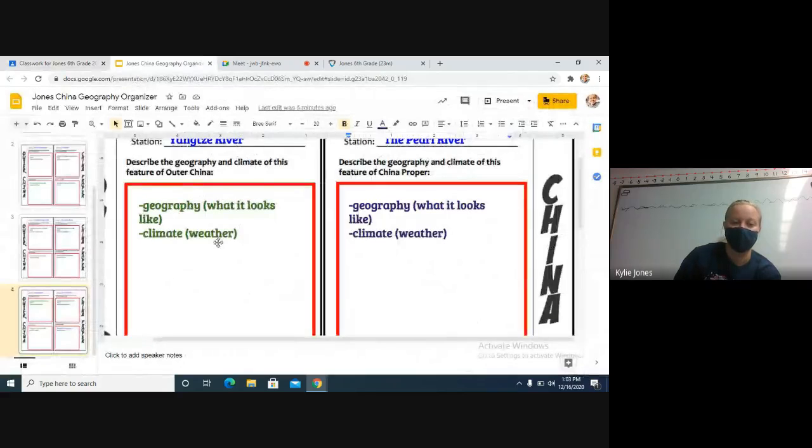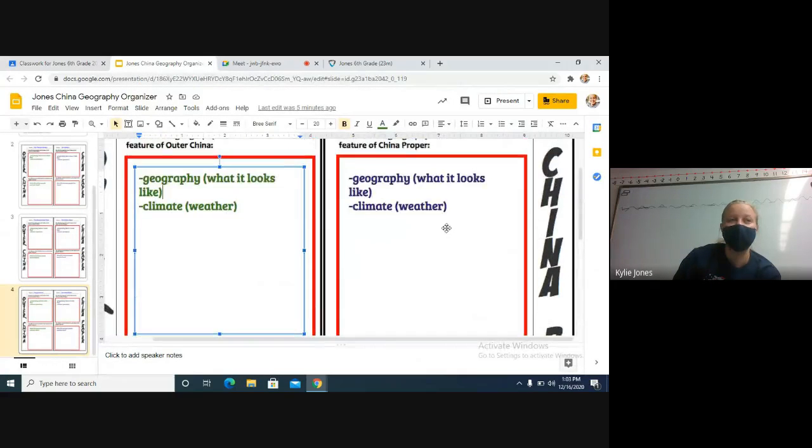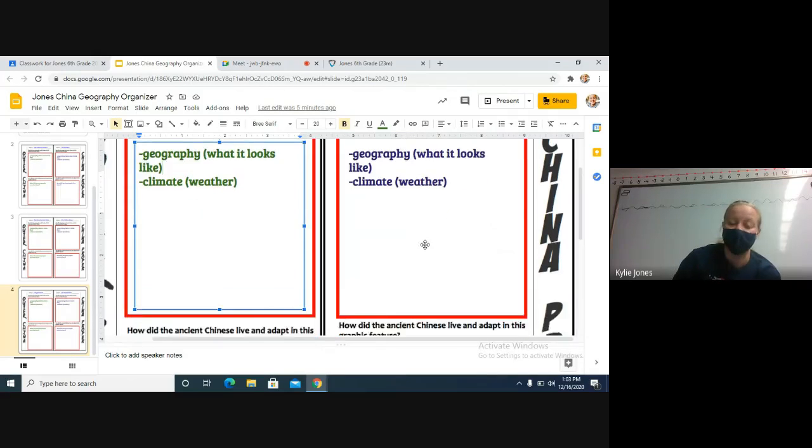That one did have a lot. You have quite a bit about how they survived there. There's quite a bit about how people survived there and about the geography.